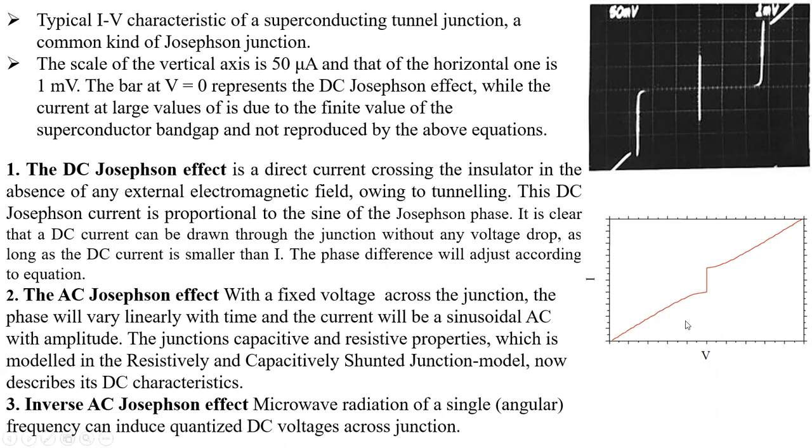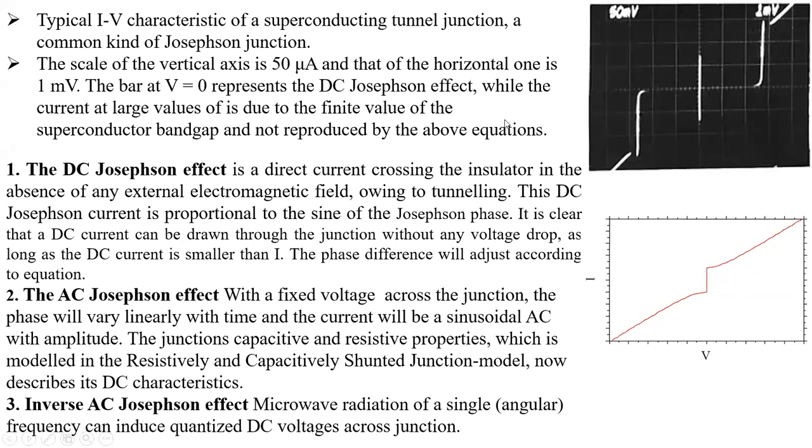What actually happens here is that the scale of the vertical axis is of the order of 50 microampere, and the horizontal is of the order of 1 millivolt. It means changing the voltage by 1 millivolt gives a current of the order of about 50 microamperes. The bar at V equal to 0 represents the DC Josephson effect, while the current at larger values is due to the finite value of the superconductor band gap, which is not reproduced by any of the equations.